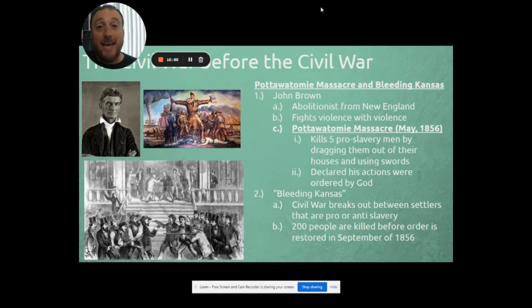You can see that people are very heated about slavery. Some people want it, some people do not. And it's starting to lead to bloodshed now. That is going to be a bigger problem as we get further down the line, almost to the start of the Civil War. But John Brown, coming from New England to the Kansas territory, really pours gasoline on the fire by killing these men and declaring that God told him to do those things. So we're starting to see this fighting happening over these laws, and it's a pretty big deal.